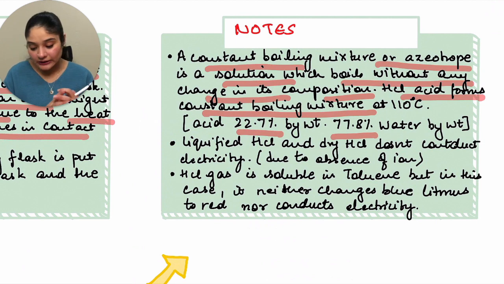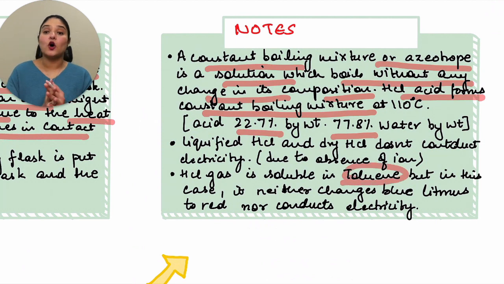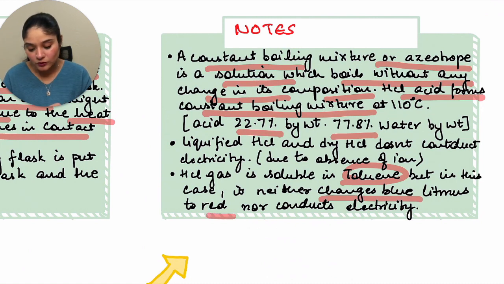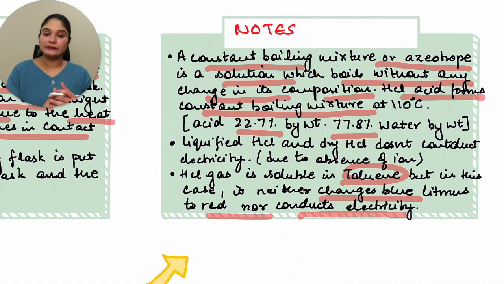Next, HCl gas is soluble in toluene. This is an organic compound. But in this case, it neither changes blue litmus to red nor conducts electricity. This means that HCl gas does dissolve in toluene, but it does not ionize in it. Since there are no free ions present, there is no conduction of electricity and no change on a regular litmus paper. But if they mention litmus solution or moist litmus paper, yes, it would show a change because there is moisture present.